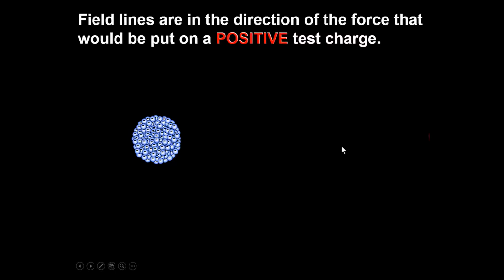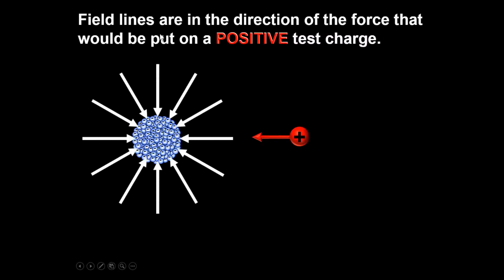So if I had a positive charge here and I want to figure out what the electric field surrounding all that charge is, well, these are opposite charges, so they're attracted. That charge would experience a force in that direction, so the field at that spot would be in that direction. And if I put a positive charge over here, it would experience a force that way. A positive charge there would experience a force that way.